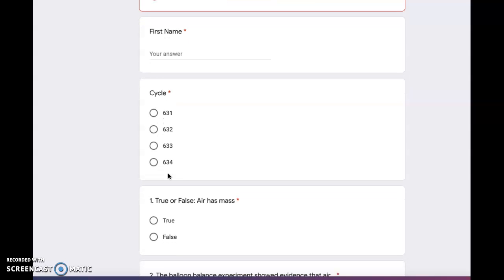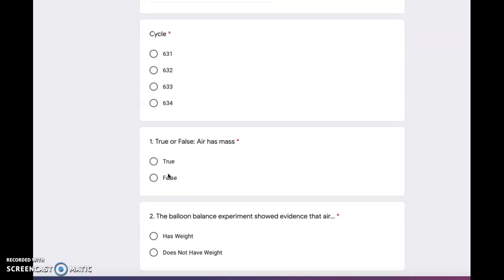Number 1. True or false? Air has mass. True or false? Number 2. The balloon balance experiment showed evidence that air has weight or does not have weight.